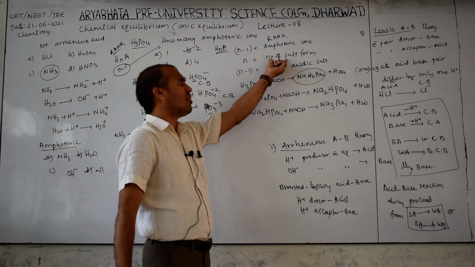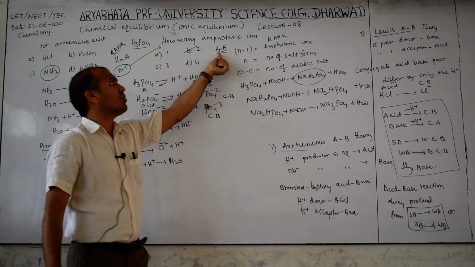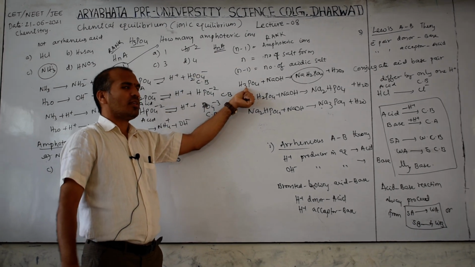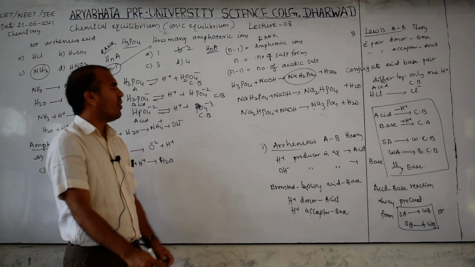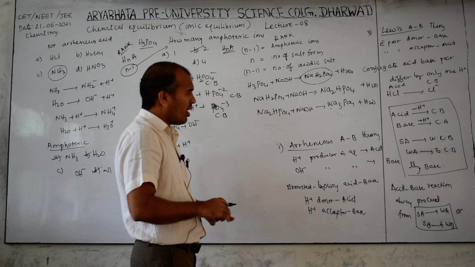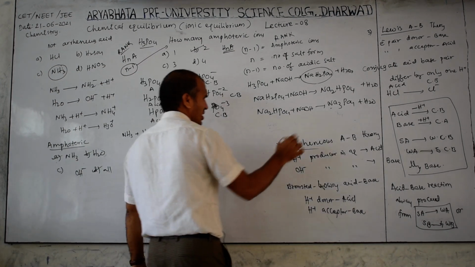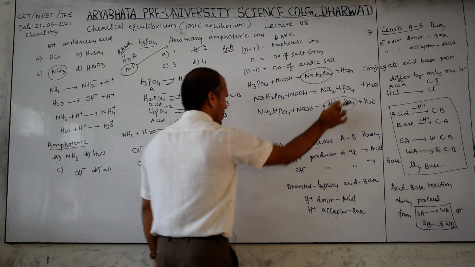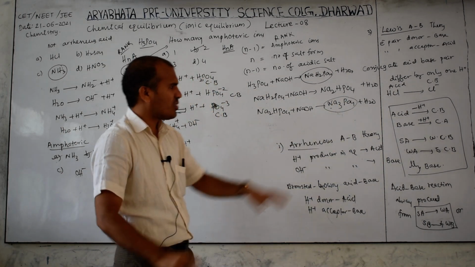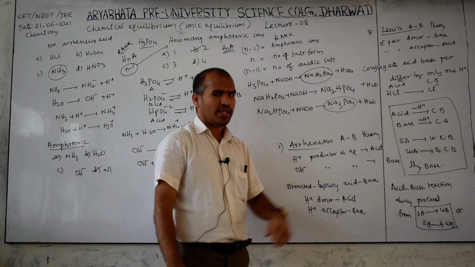Therefore the number of salts formed is equal to n. What is n here? 3 is there. Therefore 3 salts will be formed. But how many acidic salts are there? This is only a salt. There is no H in this formula. Therefore this is only a salt, but these are acidic salts.